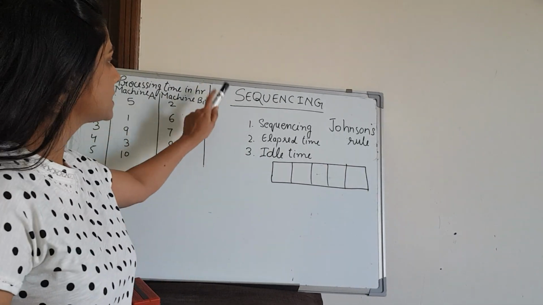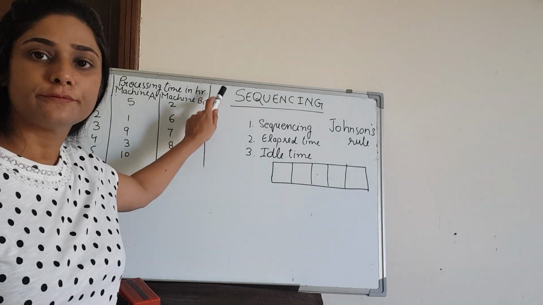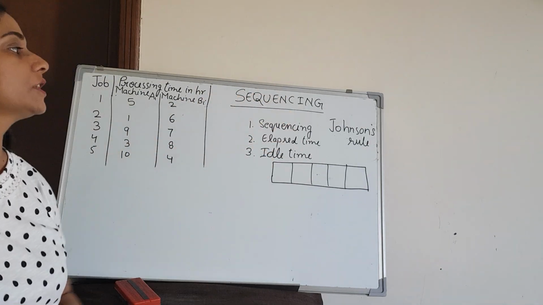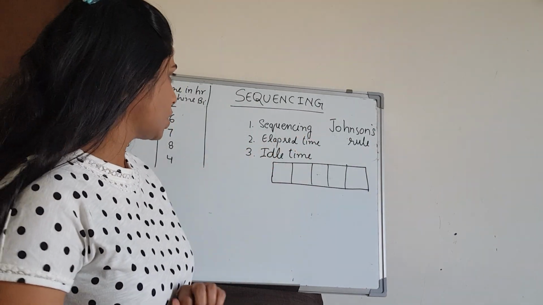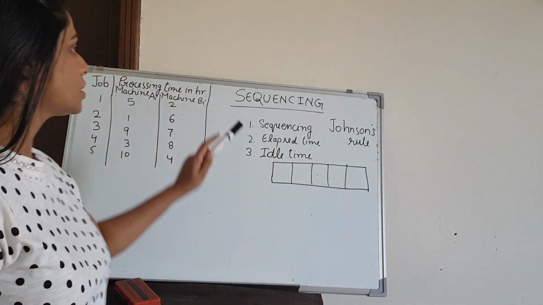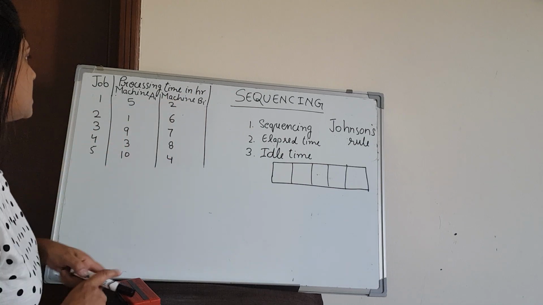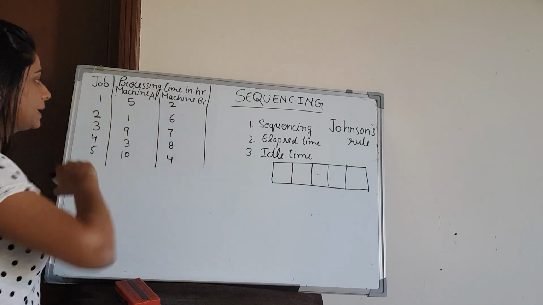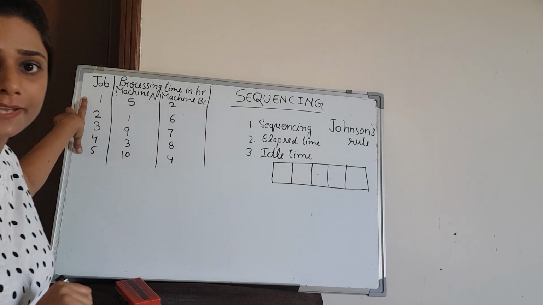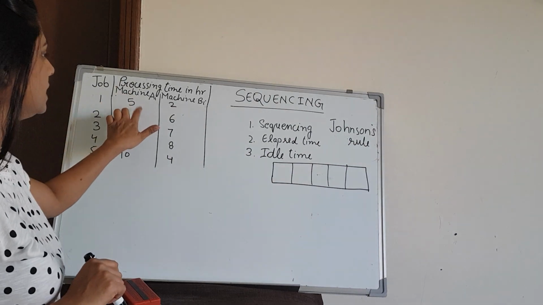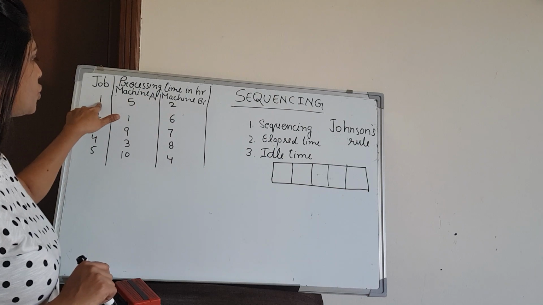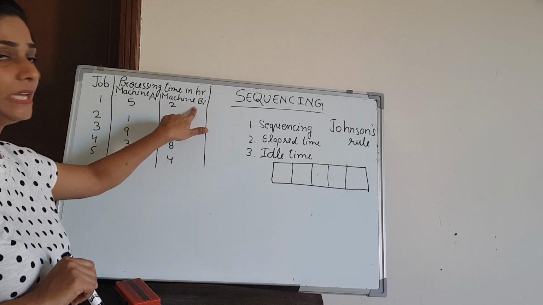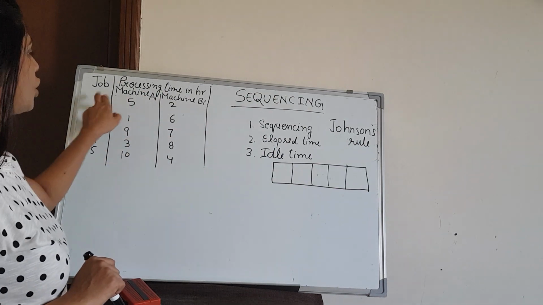Today we are going to discuss the sequencing chapter from operations research, and we are going to apply Johnson's rule here. So let's start. In this chapter there is a problem. You can see this is a table and 5 jobs are given in the table, and this is the timing of machine A. Machine A is doing the first job in 5 hours. Machine B is doing the first job in 2 hours.